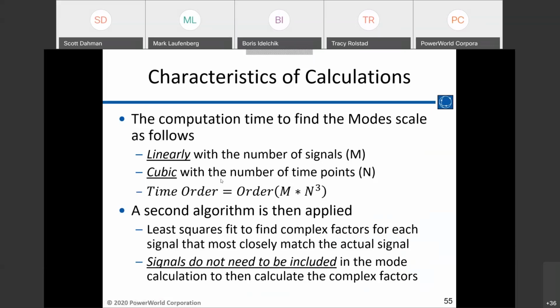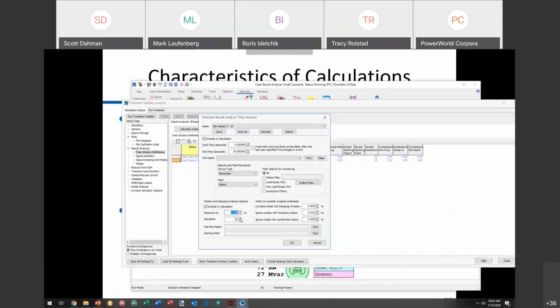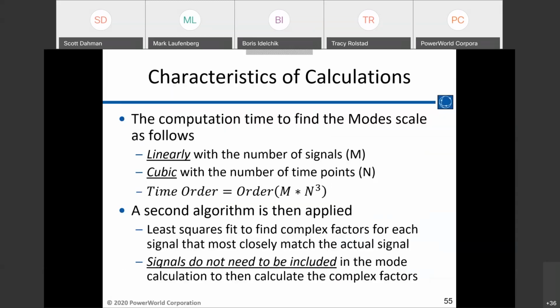And it's a good thing, because the fewer time points we use, the better; the calculations scale cubically. So if I double the number of time points, so if I double the frequency that I care about on this dialog, the calculation runs 8 times slower. So that's important to know.